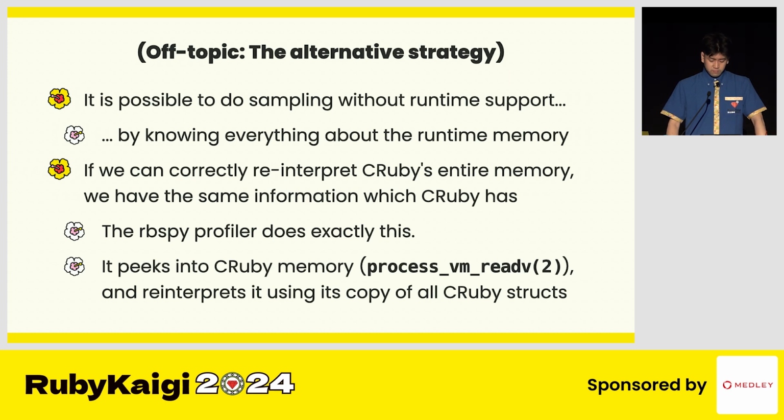Now, this is a bit off topic, but querying the C-Ruby runtime is not the only possible method. It is possible to do sampling without runtime support by knowing everything about the runtime memory, what C-Ruby has in its stack, its heaps. If we can correctly reinterpret C-Ruby's entire memory, in theory, we can know what C-Ruby knows. And there is a profiler called rbspy. It peeks into the memory and reinterprets it using a copy of all C-Ruby structs. But this is kind of off topic, so I'm not going to dig into this too much.